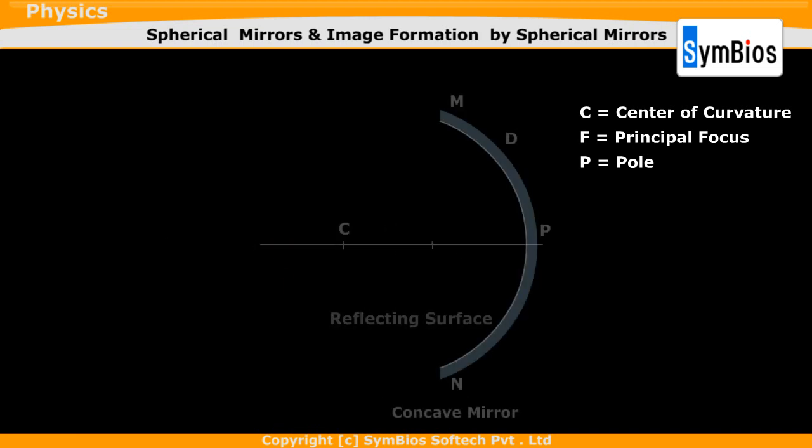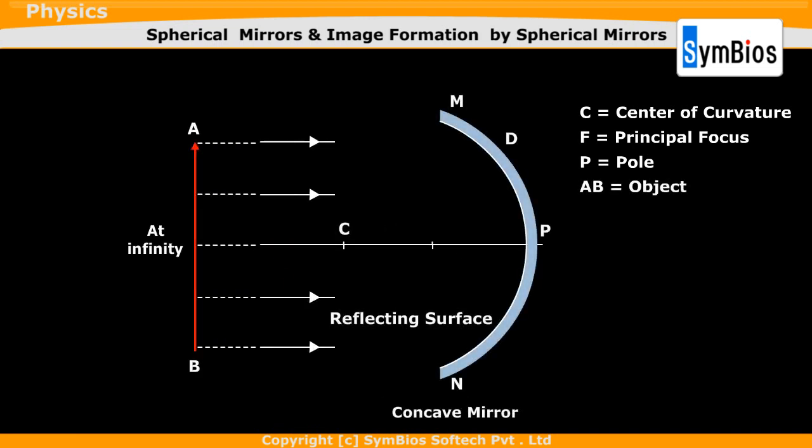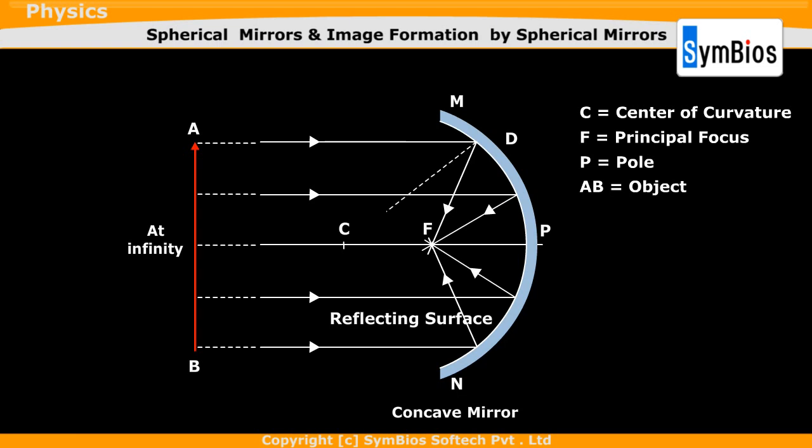Now let us consider a number of rays parallel to the principal axis falling on the concave mirror. Rays after reflection from the surface intersect at a point on the principal axis of the mirror. This point is called the principal focus.